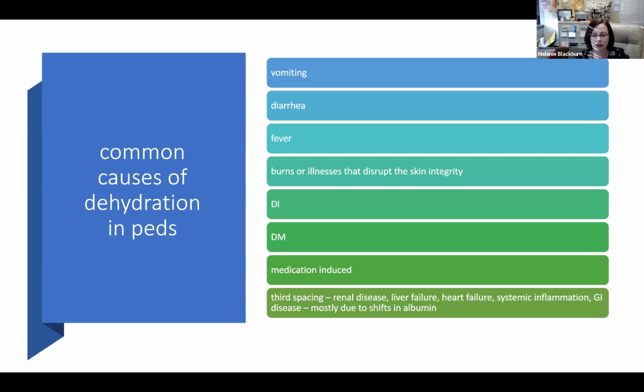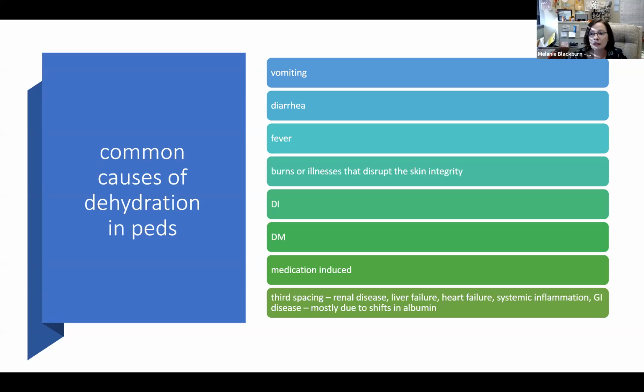And then obviously patients with diabetes insipidus or diabetes mellitus, that can be good causes of dehydration. Some patients that are on medications like diuretics or others that can induce diuresis can come in with dehydration. And then kind of like we mentioned earlier, patients with underlying renal disease or liver and heart failure, any type of systemic inflammation like we're seeing here lately with our MIS-C patients and Kawasaki and that type of thing.